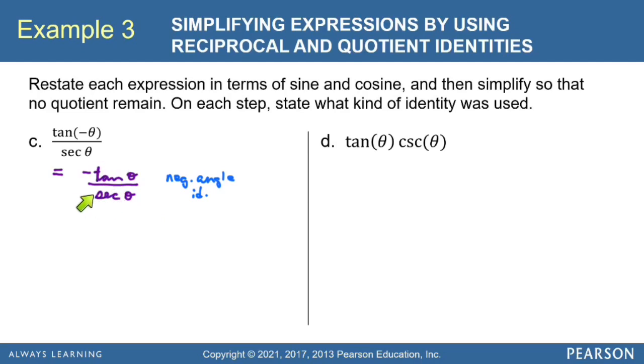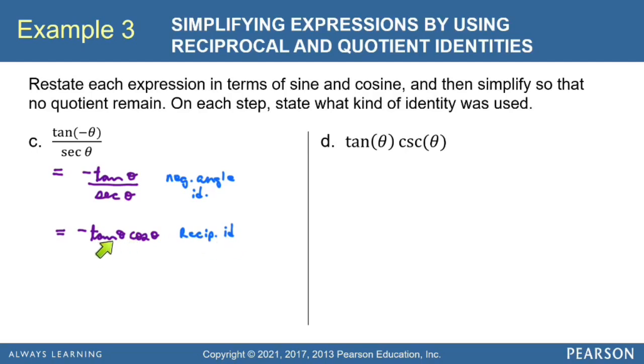Okay, now let's address this secant of theta in the denominator. So we know that secant of theta in the bottom of an expression is equivalent to having cosine of theta in the top of that expression. So I've still got my negative tangent of theta here, but I've rewritten secant of theta in the bottom as cosine of theta in the top. And the reason I'm able to do that is because we have a reciprocal identity that says that's true.